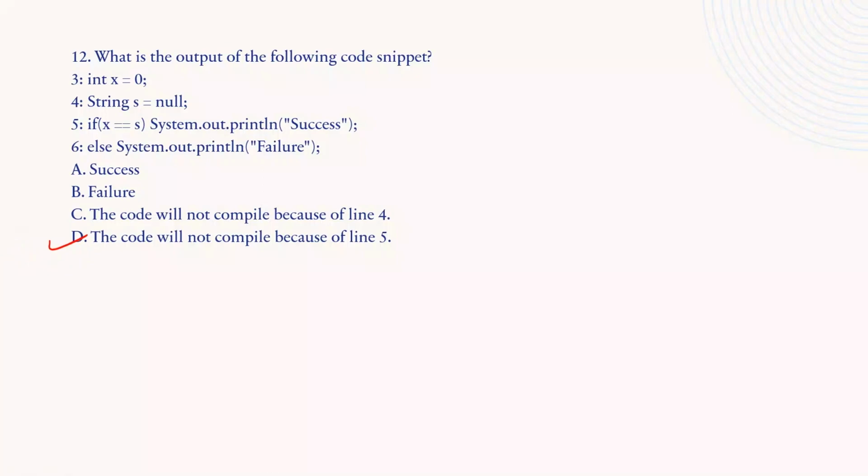So why is that? The variable x is an int and s is a reference to a String object, so s is a String type. That is why we cannot compare x and s, right? That is why the code doesn't compile at all, due to line number 5.